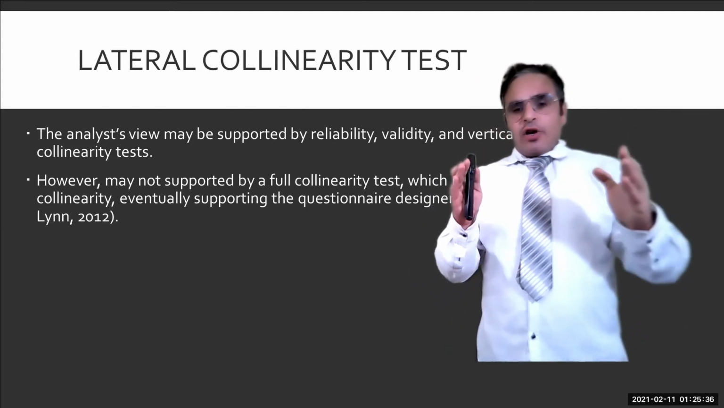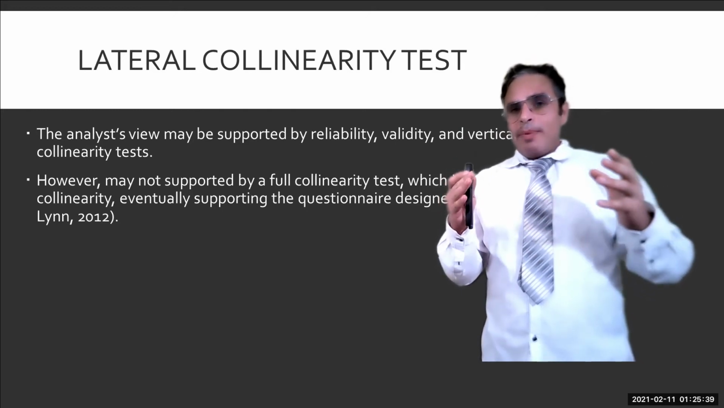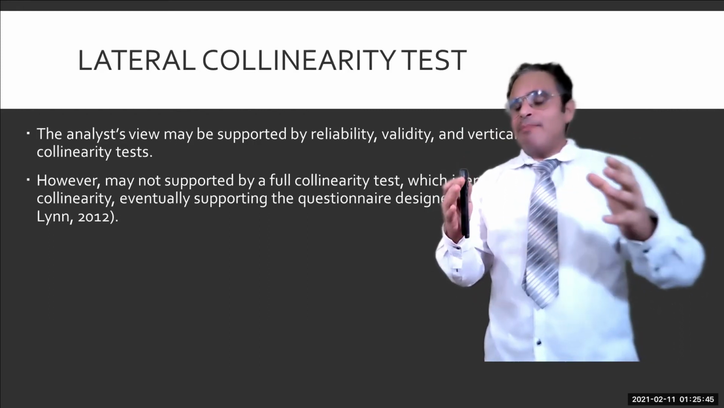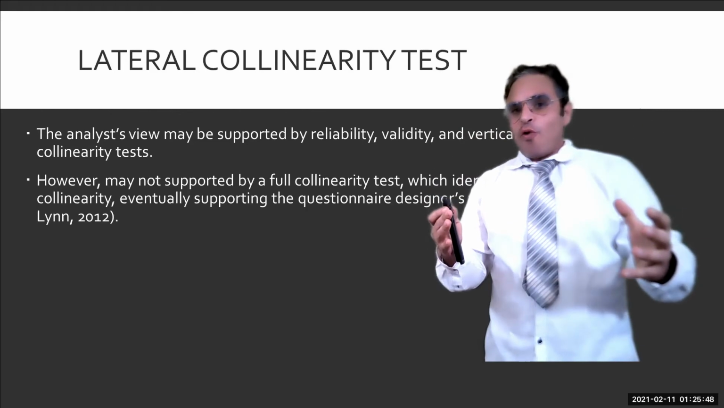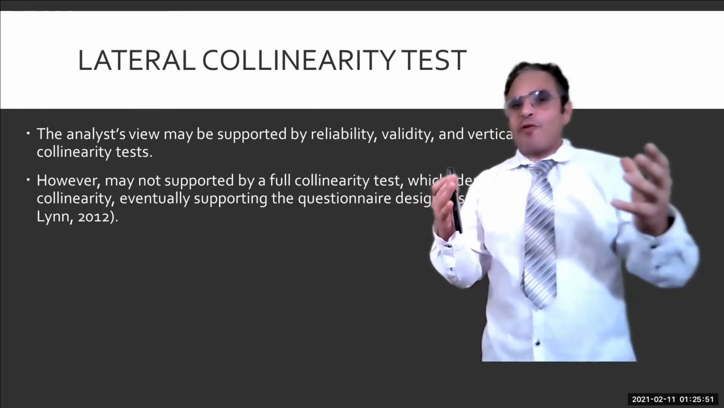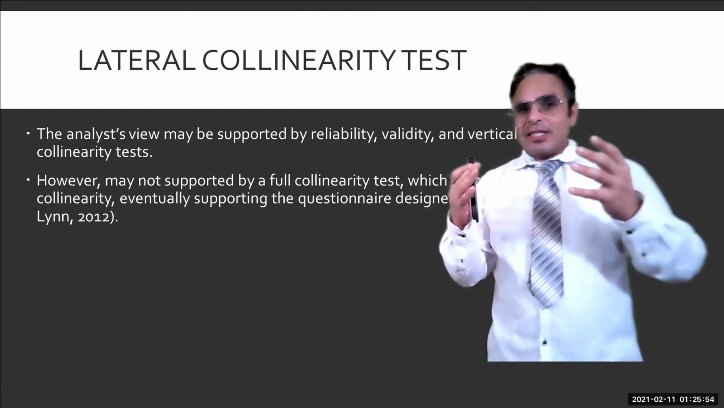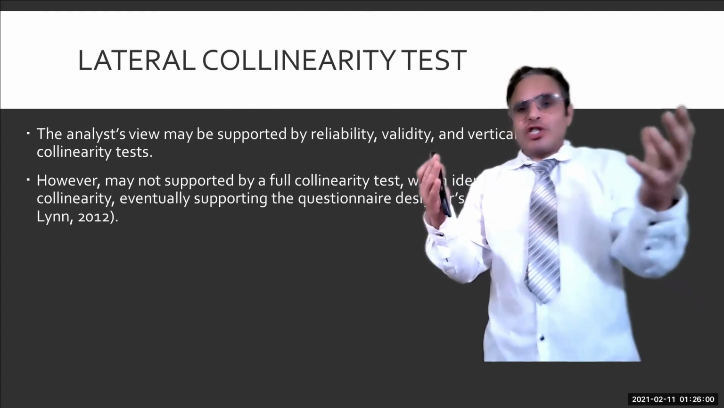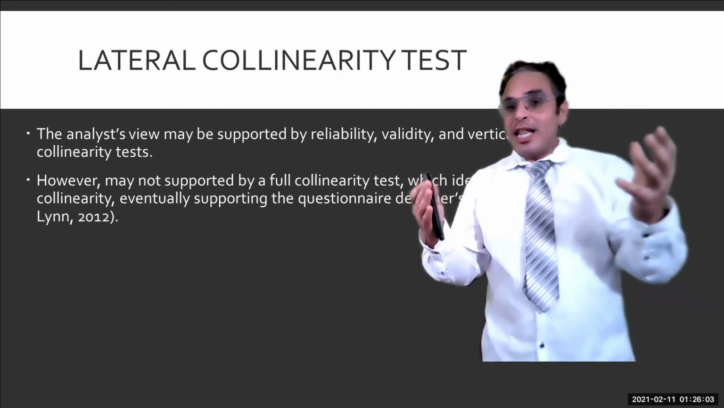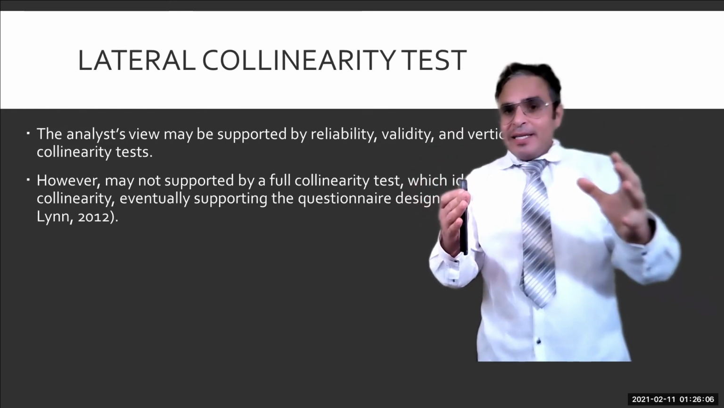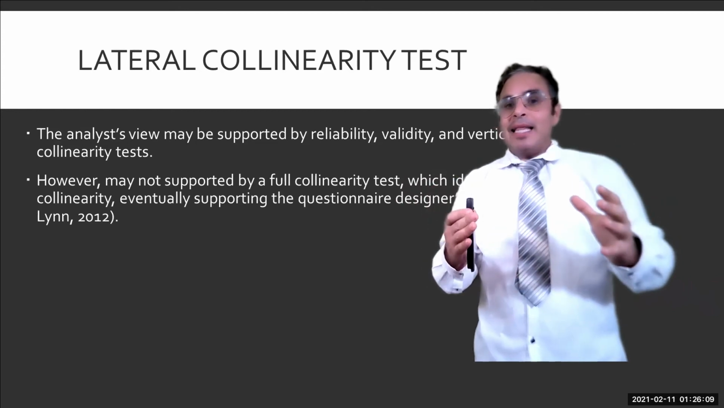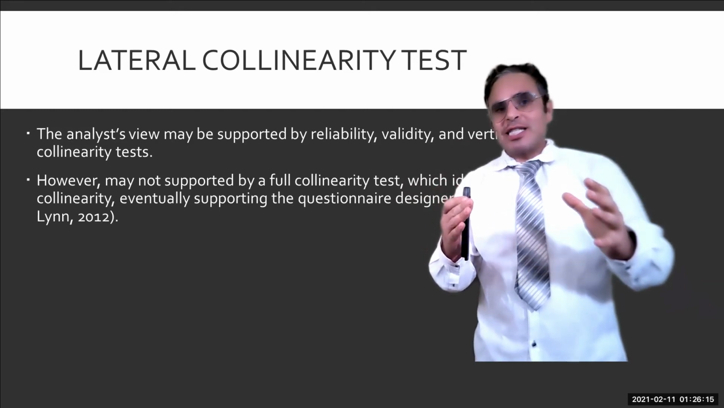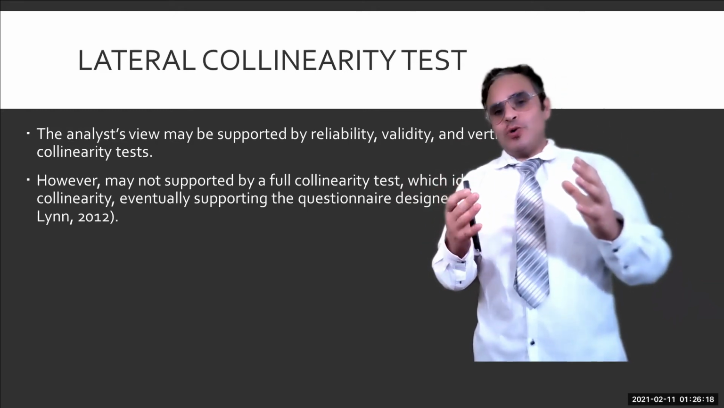So for the lateral collinearity test, the analyst's model may be supported by reliability, validity, and vertical collinearity. However, it may fail the test for lateral collinearity, and as a result, we may end up with a structural model that's not valid, that's not reliable. So collinearity issues may be a problem, and the first step in the structural model assessment will address collinearity issues.